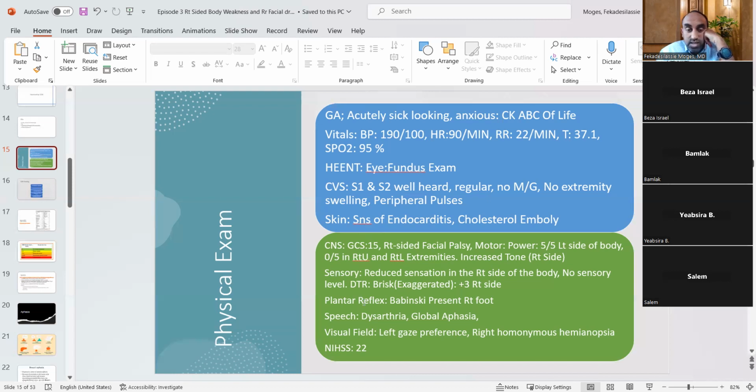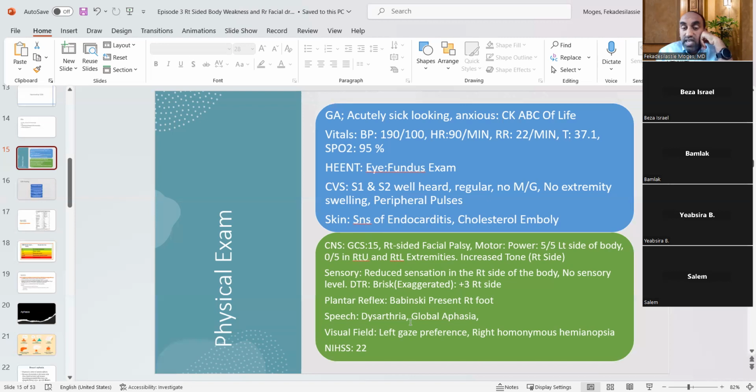Most of the time it tells you that there is involvement of the corticospinal tract. That's what it means. And plantar reflex Babinski present, speech: there is dysarthria, global aphasia. What is global aphasia? How do you describe it? She had dysarthria when she came in. Dysarthria means speech difficulty, slurred speech. She's trying to tell something, but it's slurred. It's affected. You can't understand it, or it's very hard to understand.